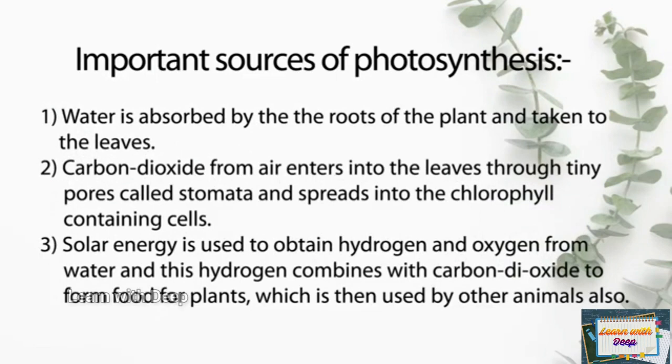Water is absorbed by the roots of the plant and taken to the leaves. Carbon dioxide from air enters into the leaves through tiny pores called stomata and spreads into the chlorophyll containing cells. Solar energy is used to obtain hydrogen and oxygen from water, and this hydrogen combines with carbon dioxide to form food for plants, which is then used by other animals also.